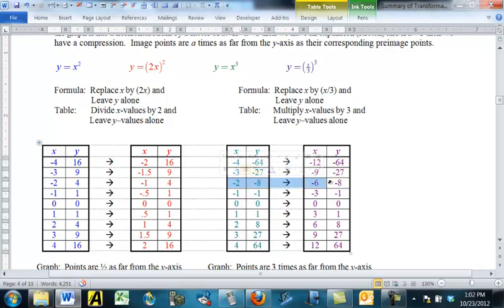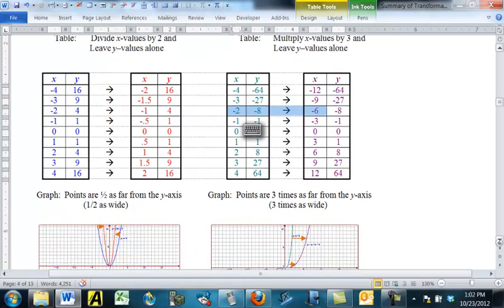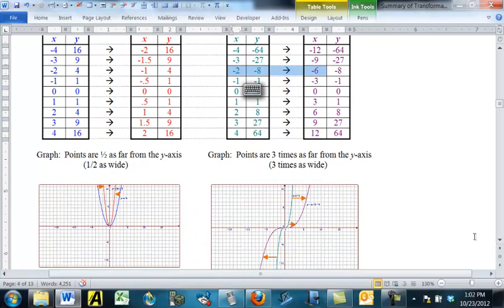Well, what's that going to do? Again, things are going to be at the same height, so they're not going to move up or down, but they're going to go farther away from the y-axis, 3 times as wide. So this time we've stretched it out or expanded it horizontally. We haven't changed the height of it at all, but we've made it wider, 3 times as wide.